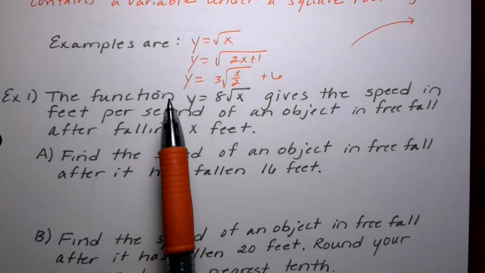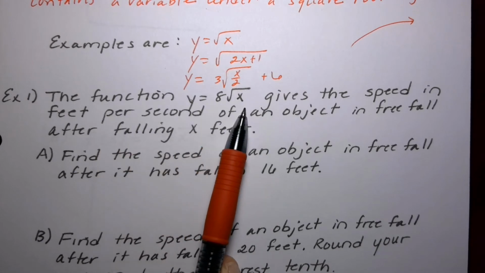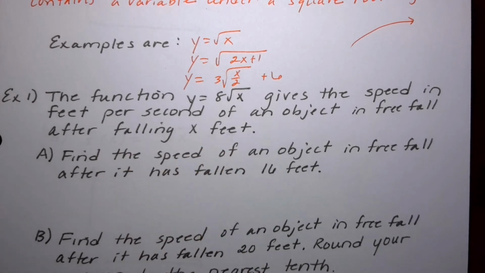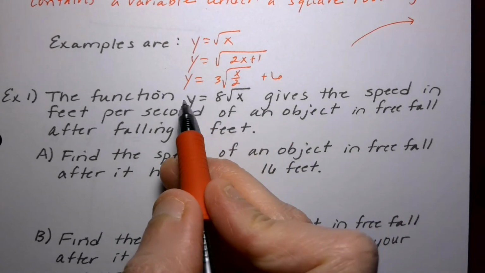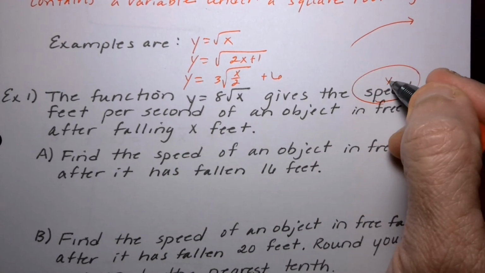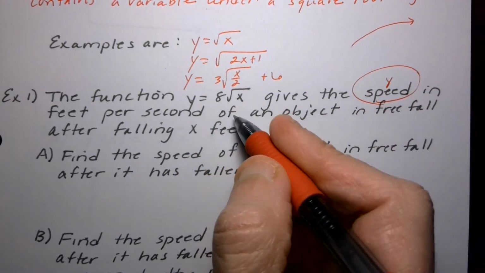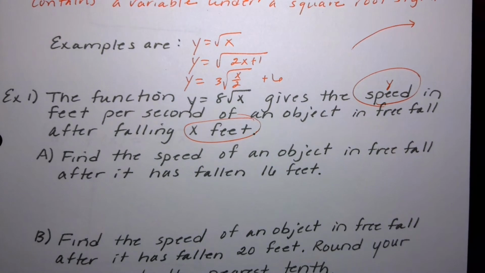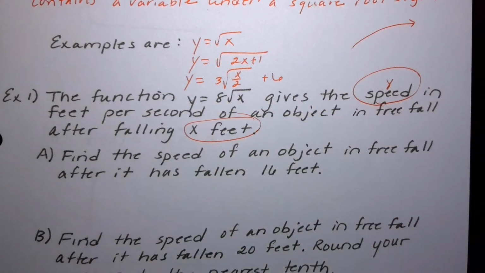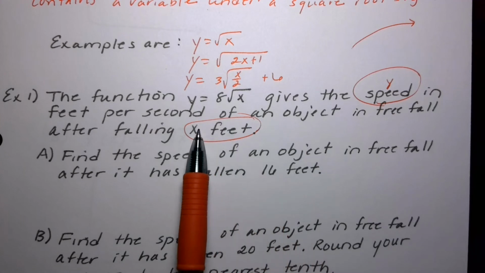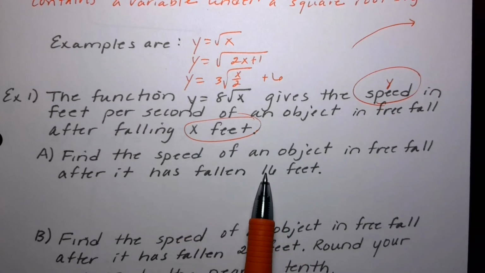So they said in example 1, the function y equals 8 square root x gives the speed in feet per second of an object in free fall after falling x feet. Okay, so the y, that's your speed, and the x is how far it's falling. So A says find the speed. Okay, so we're trying to find y of an object in free fall after it has fallen 16 feet. So that means that that's my x.